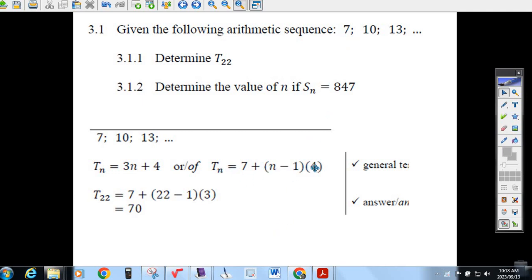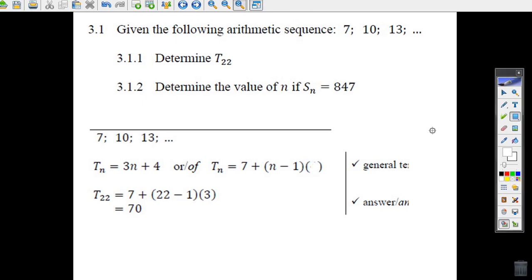So you could use this formula right here or this formula right here because it's 3n and it's going up by 4. But you can use our a plus (n minus 1) times d. That looks like a bit of a mistake there. It's just supposed to be a 3. A bit of a mistake in the memo. So let's just fix that up there.